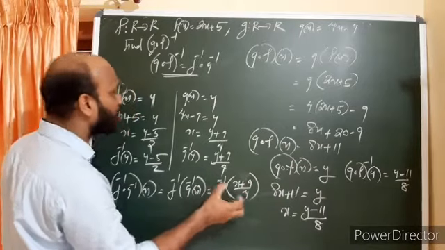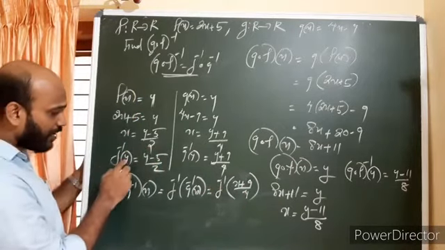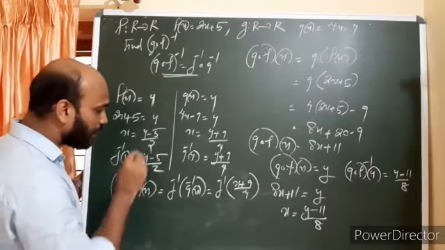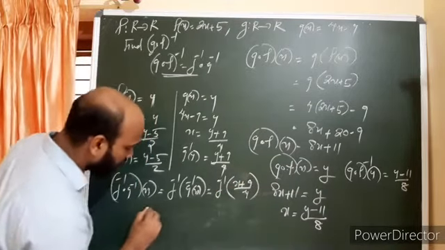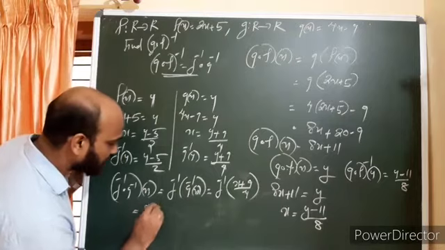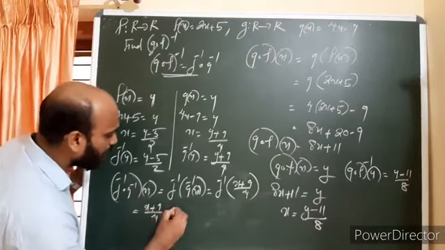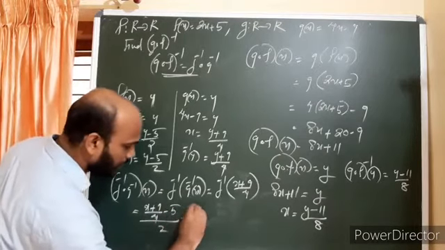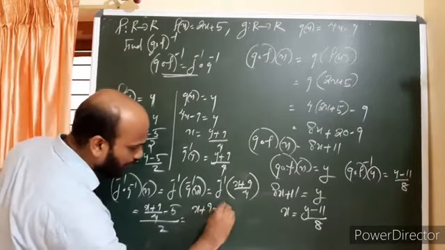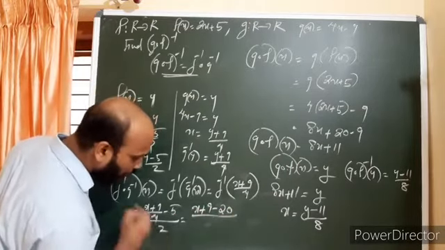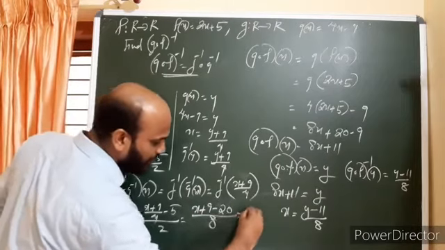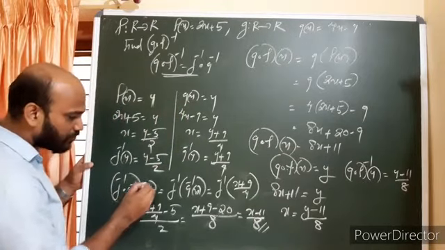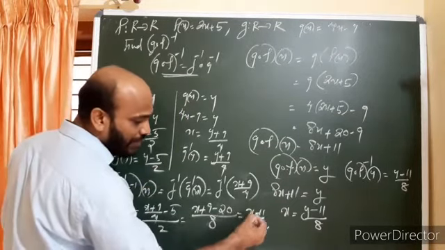For that, f inverse of x you have to find. So f inverse of y equal to (y minus 5) by 2. So f inverse of x equal to (x minus 5) by 2. In place of x you have to substitute this value. So we will get (x plus 9) by 4 minus 5 by 2. Find the LCM. So it's equal to (x plus 9 minus 20) by 4 into 2. We get 8. So the answer is (x minus 11) by 8. So f inverse of g inverse of x is equal to (x minus 11) by 8.